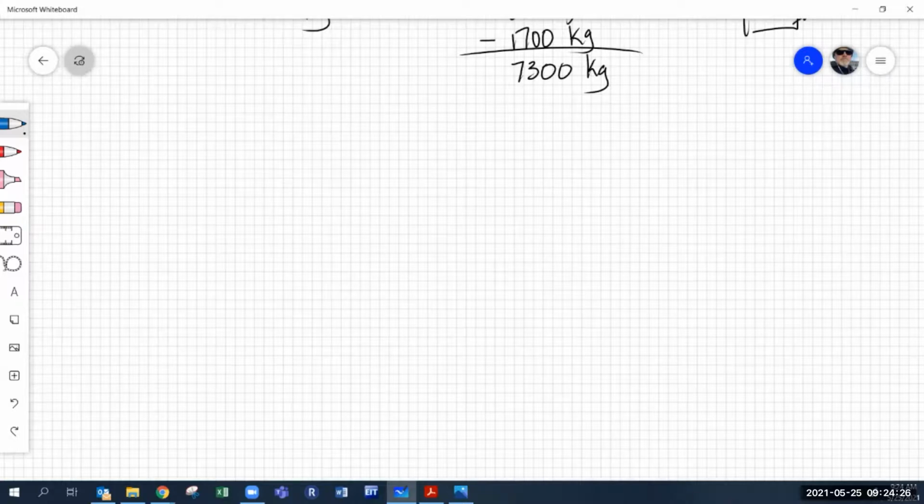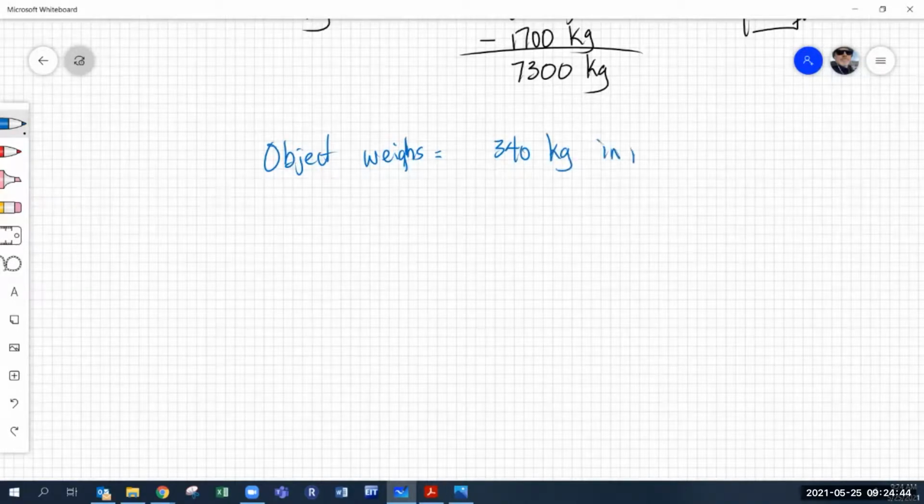Okay, so I have an object that weighs 340 kilograms in air. That's just what it weighs lying on the ground here. But if I put this object in water, I'm going to tell you that it weighs, when it's in water, 137 kilograms.